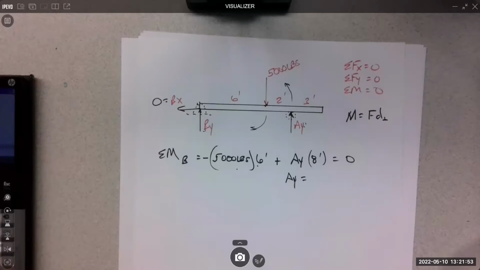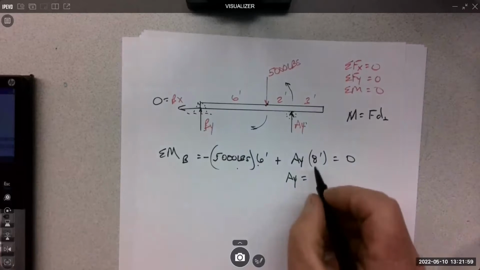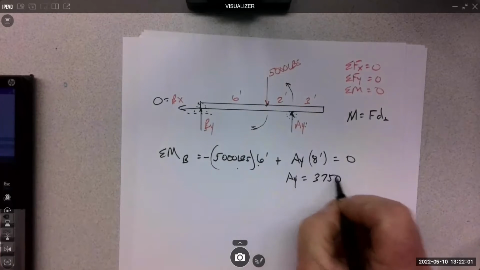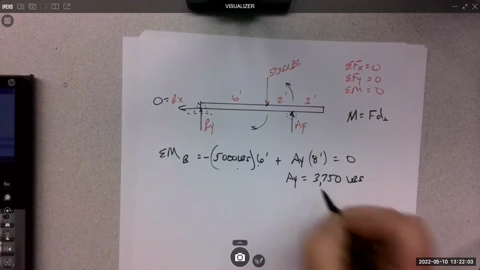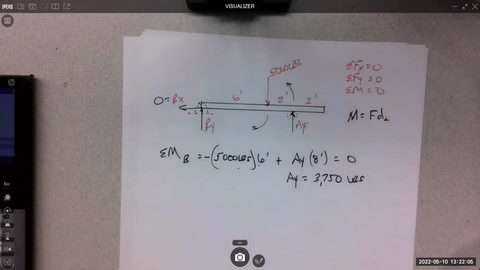What'd you get? $3,750. Very good. And now we can get BY, right? Because we just know that all the forces in the Y have to balance out. So we got 5,000 coming down. We've got AY going up, 3,750.